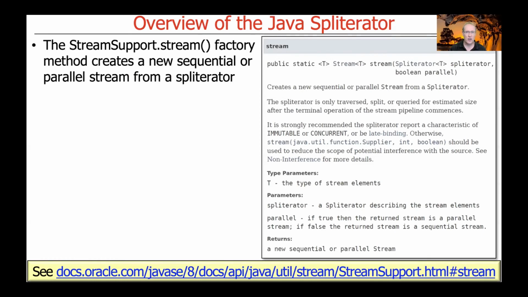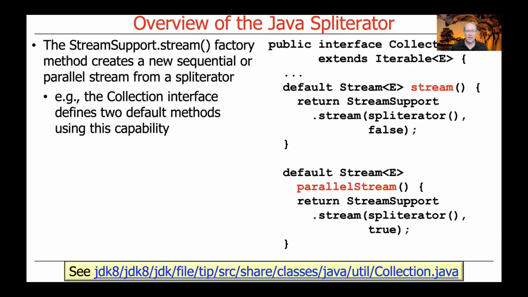Now, the way this actually works under the hood is there's a helper method that's part of the so-called StreamSupport class. And the helper method is called stream. And it's a factory method that is used to create a new sequential stream or a new parallel stream given a spliterator. And the Collection interface defines default methods that provide this capability. So you can see here, for instance, we have the stream method on the Collection interface, which will, as we'll see, return a sequential stream. And then we have parallelStream, which, as you can imagine, will return a parallel stream.